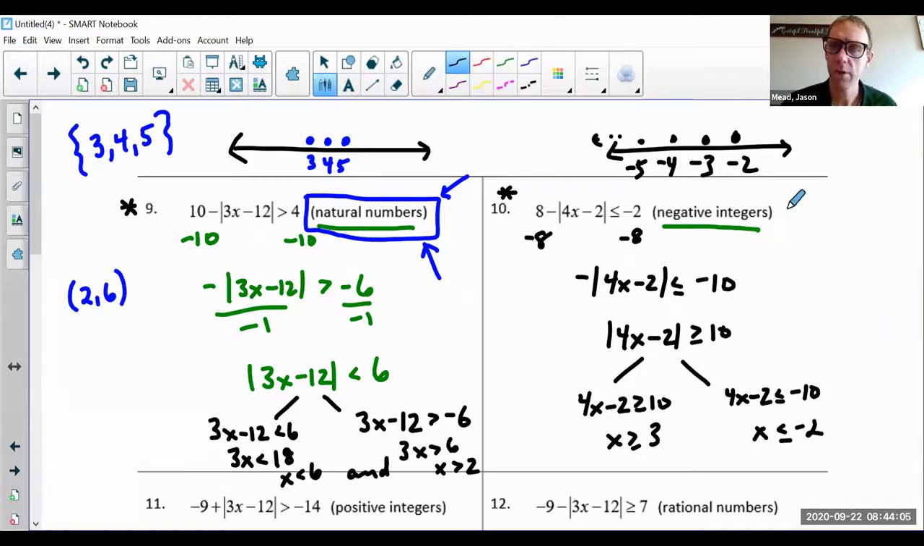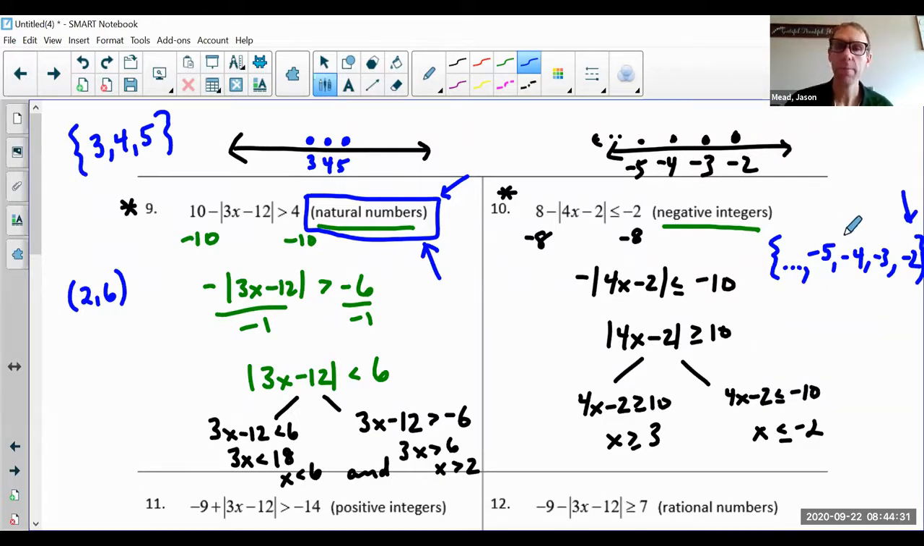Well, if I were writing it as a solution set, I'd probably have to put dots here indicating that it keeps going forever. Negative 5, negative 4, negative 3, negative 2. I do not want to put dots after the negative 2 because this is a hard stop. This is where it ends.